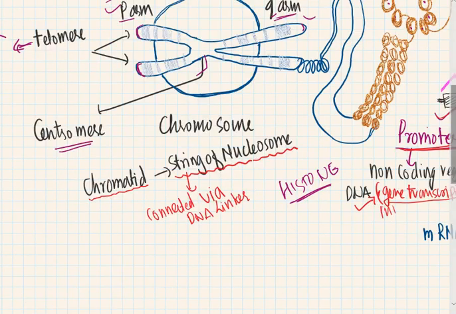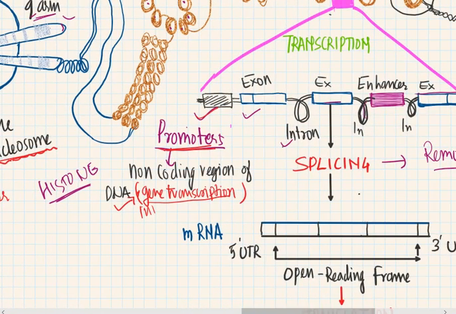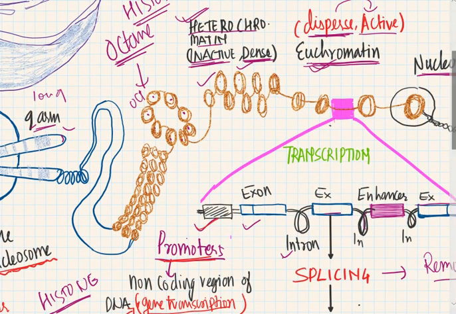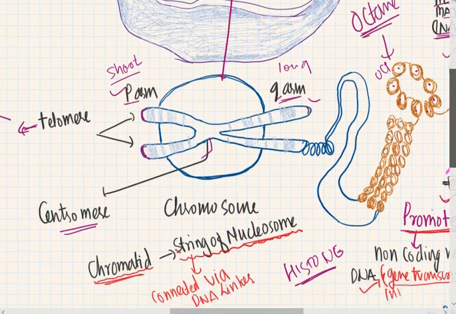So now we'll see this chromatid fiber. This chromatid is made up of a string of nucleosomes. I have shown you the nucleosome, right? So this is a nucleosome. So this is a string of nucleosomes which are connected by DNA linkers.